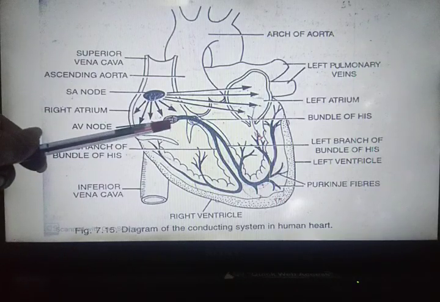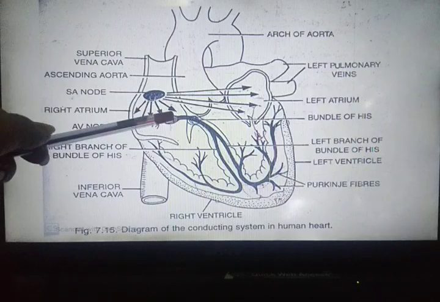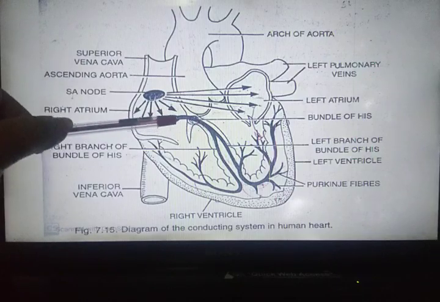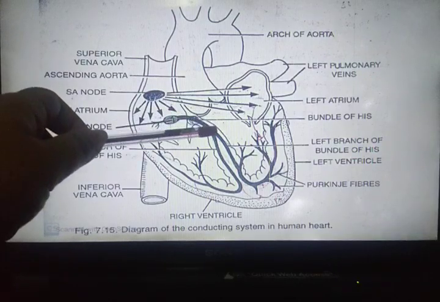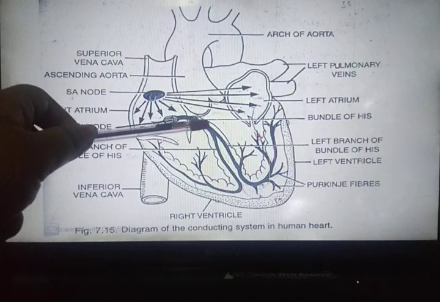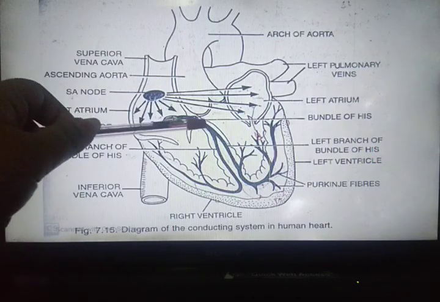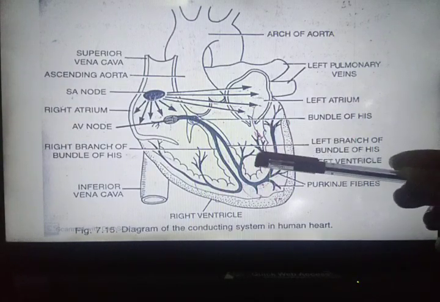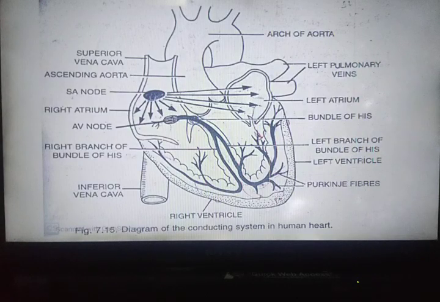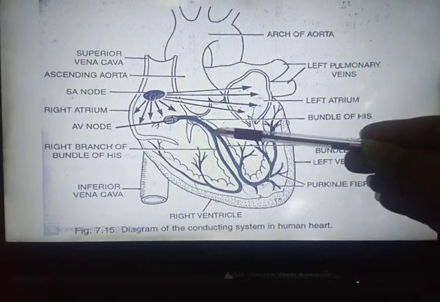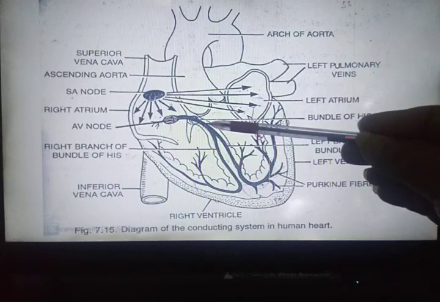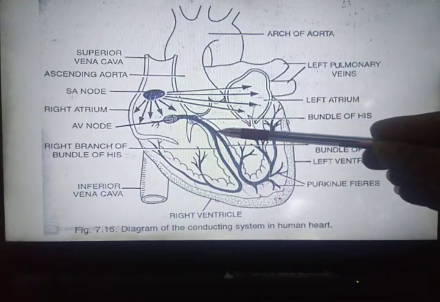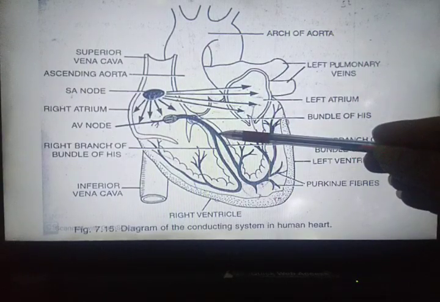Now this auriculoventricular node, later on it forms fiber like structure. This nodal tissue gives out fibers, and these fibers are known as auriculoventricular fibers or bundle of His. So the fibers which come out from the auriculoventricular node is known as bundle of His. This bundle of His moves into the septa. Along the septa, it moves where it is present in the cardiac muscle.